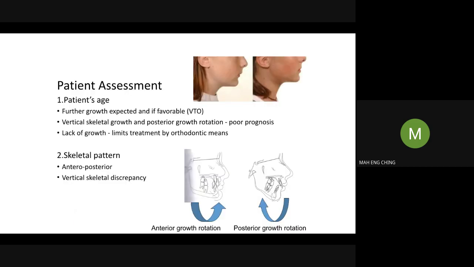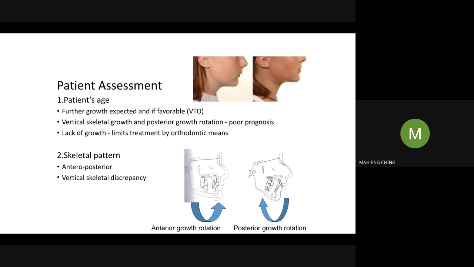So when you assess the patients, you should do it extraorally and then go to the intraoral. Patient age is one of the important factors to be considered. When the patient is young, there is always potential for further growth expected. If favorable, it means the lower jaw will grow longer, which is favorable.